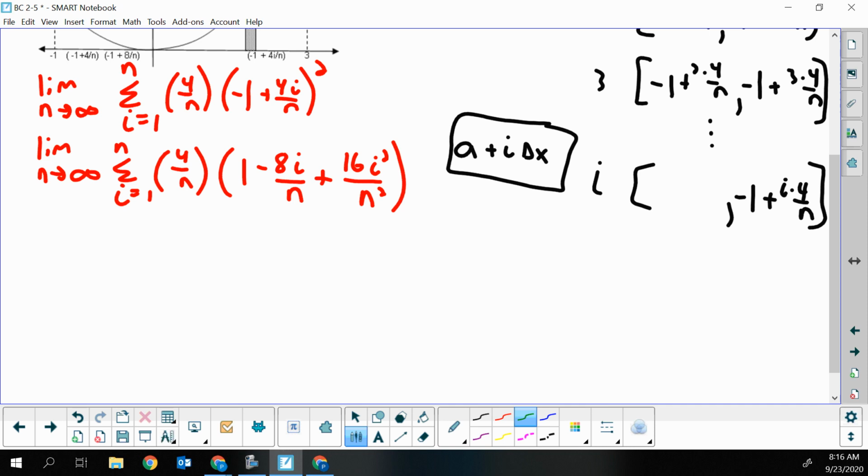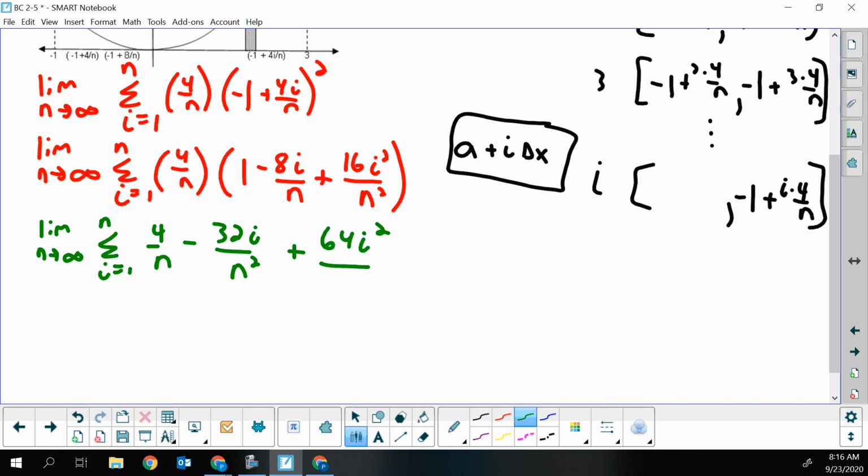So let's distribute that 4 over n through. We will get 4 over n minus 32i over n squared plus 64i squared over n cubed.